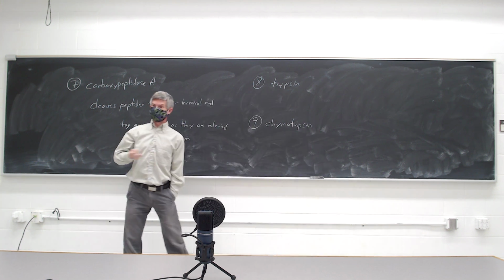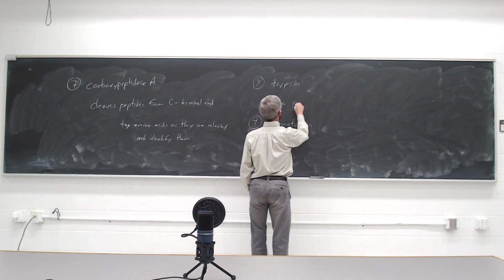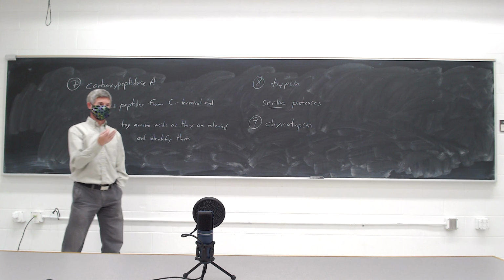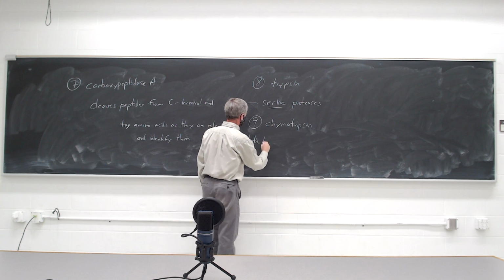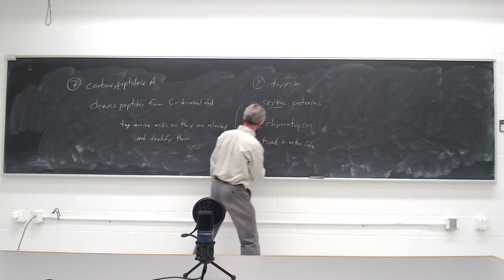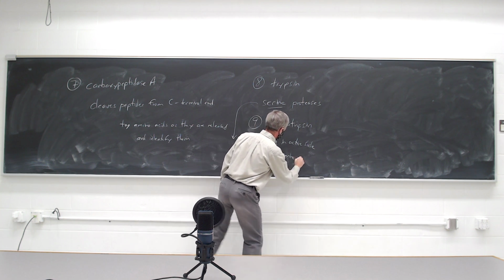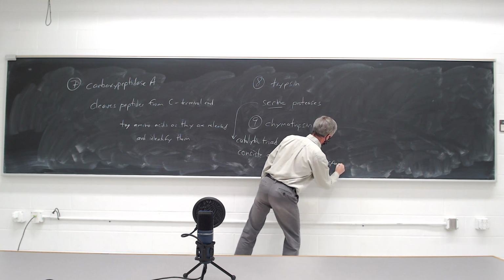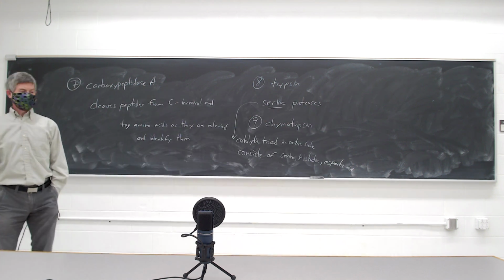And you may have talked about trypsin and chymotrypsin in biology classes. These are both serine proteases, which means that the catalytic triad in the active site consists of a serine, a histidine, and an aspartic acid. And they will break up your peptide in the middle.